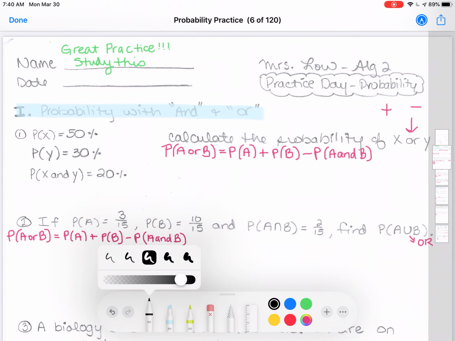Okay, guys, here we go. Practice day for probability. I love this sheet that I made up. Way better than the review because I organized it all by topic.